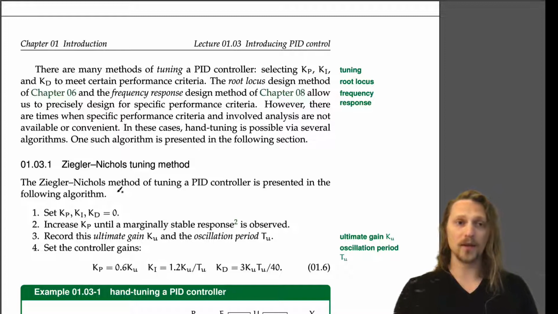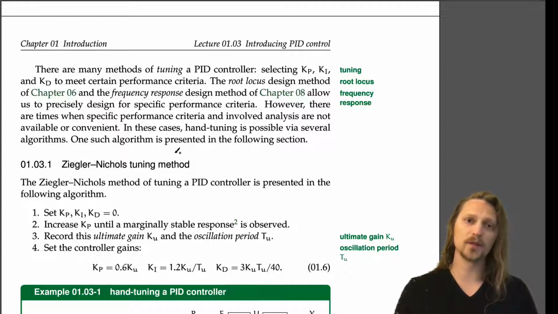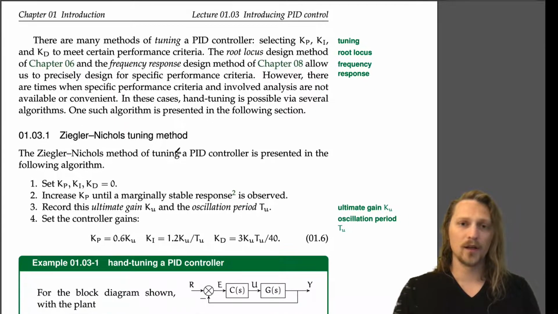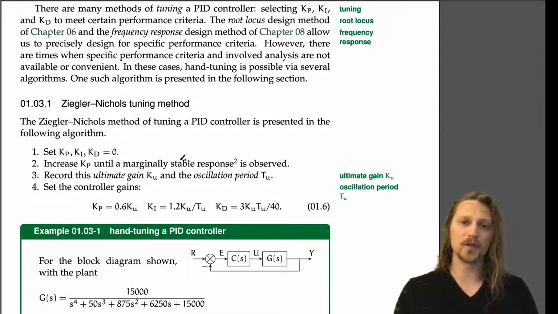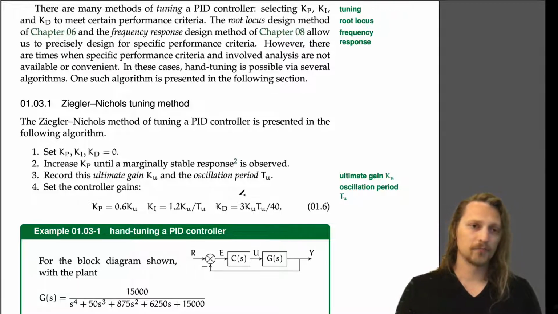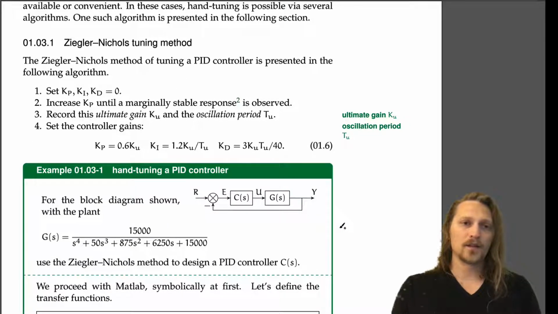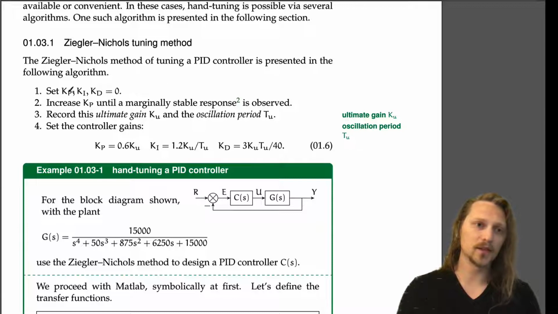The root locus design method of Chapter 6 and the frequency response design method of Chapter 8 allow us to precisely design for specific performance criteria. However, there are times when specific performance criteria and involved analysis are not available or convenient. In these cases, hand tuning is possible via several algorithms. One such algorithm is presented in the following section. It's called the Ziegler-Nichols tuning method. The Ziegler-Nichols tuning method for a PID controller is presented in the following algorithm.